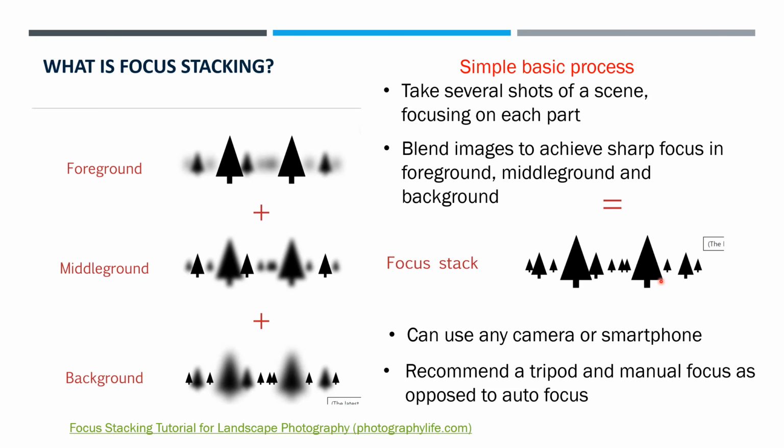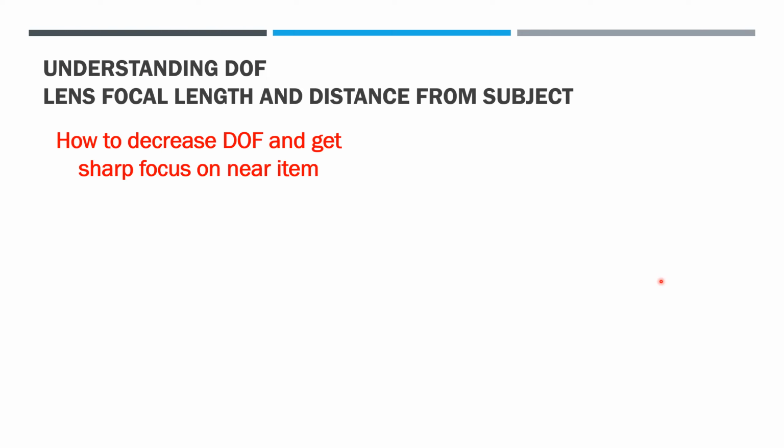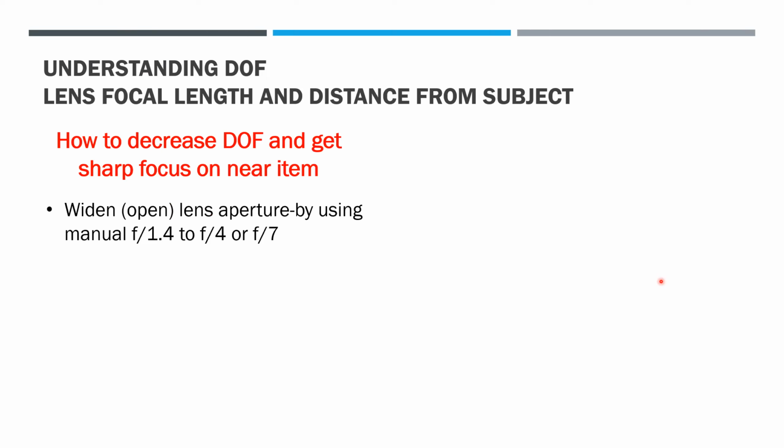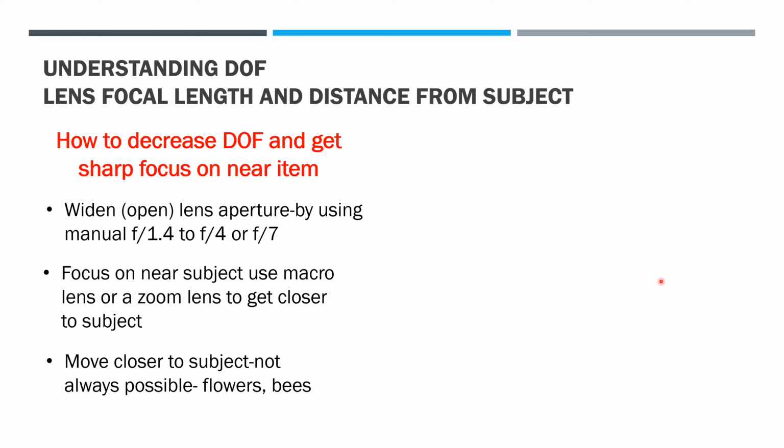Yes. Okay, thank you. So lens focal length and distance from the subjects is another factor. How do you decrease your depth of field and get sharp focus on your nearest item? You want a wide open lens, something like 1.4 to even f/4 or f/7. You want to focus on the near subject using a macro lens or a zoom lens to get closer to your subject. Not everybody has a macro lens, or you get closer to your subject. How often is that possible? Not always possible if your flowers are behind a fence or you have bees moving around. You can't always get in that close, or there's some other obstruction in your way.